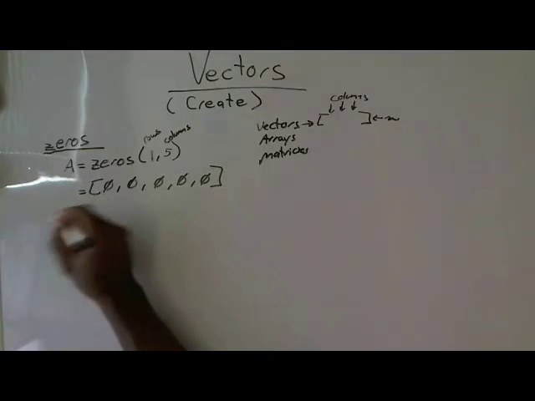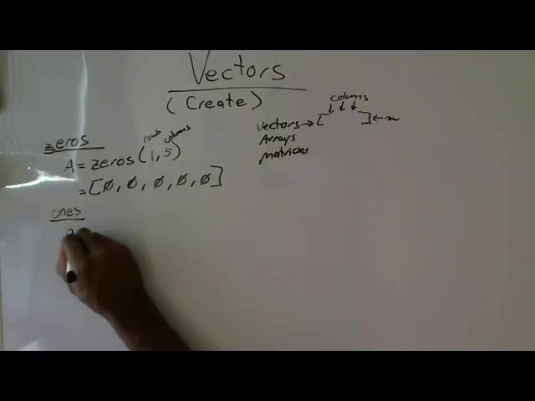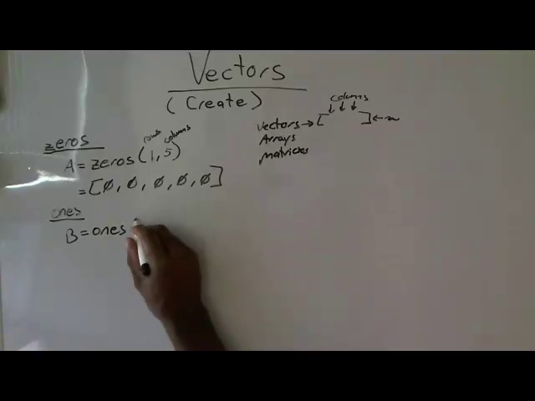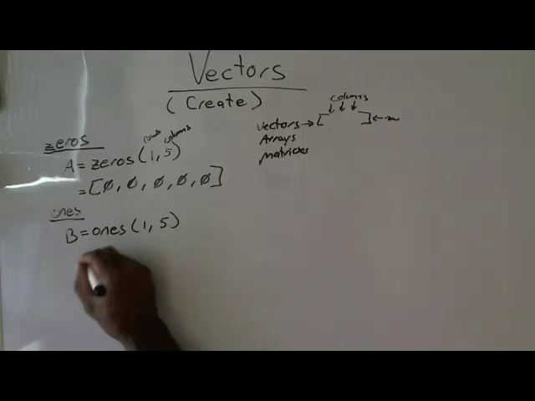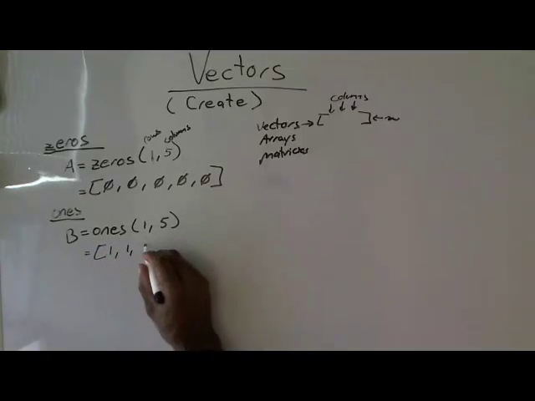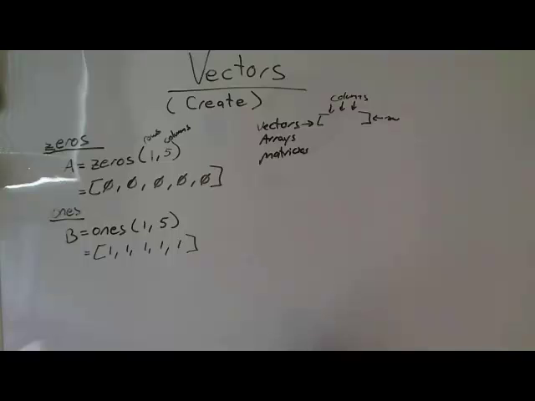Likewise, there is a function called ones, which does exactly what you think it should do. If I had vector B and I used ones, 1, 5, then it would create a vector with one row of ones.